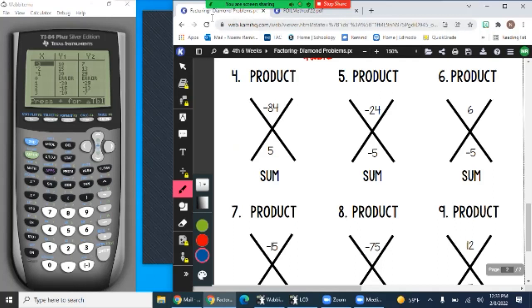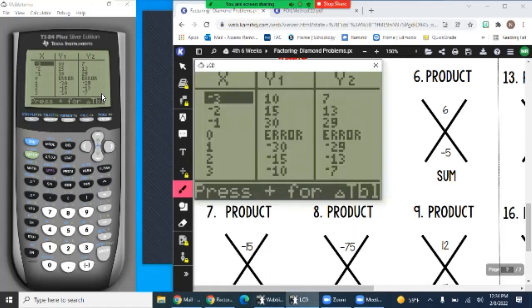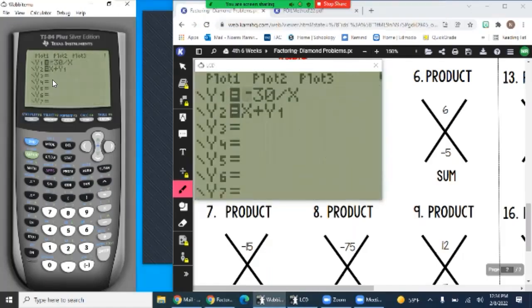Which one? No decimals. You should not get a decimal. Let's do this. Okay, so in Y equals, what should I have there? Not negative 30, negative what? 84, right? Now, do they have X plus Y1 and Y2? Check the other screen, check the Y equals screen.